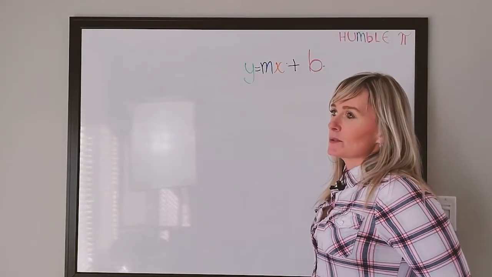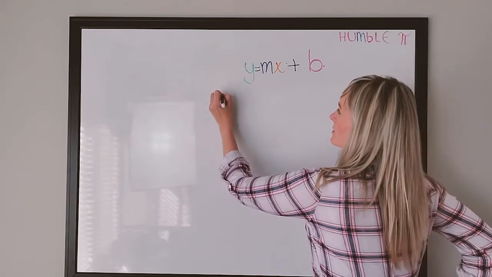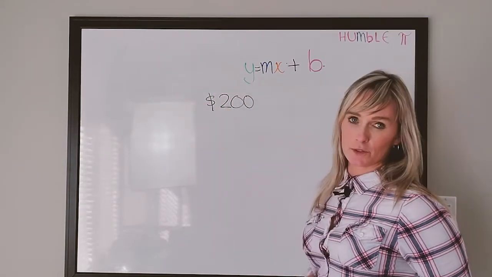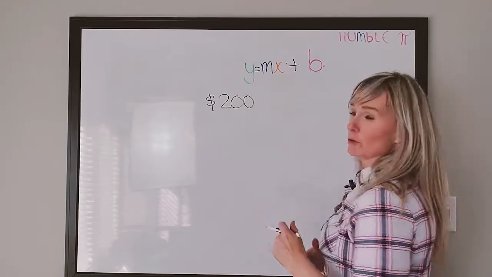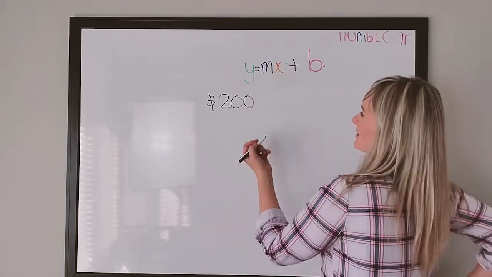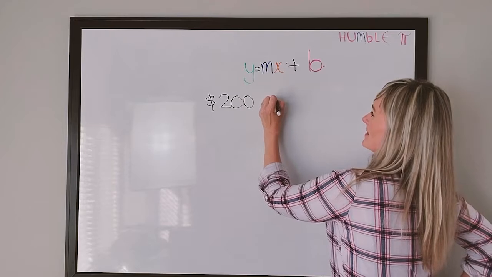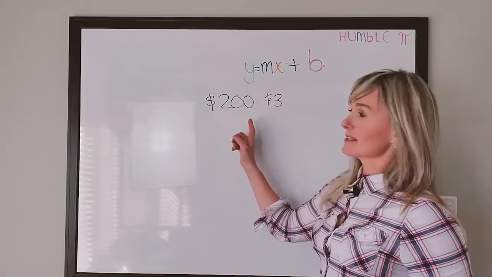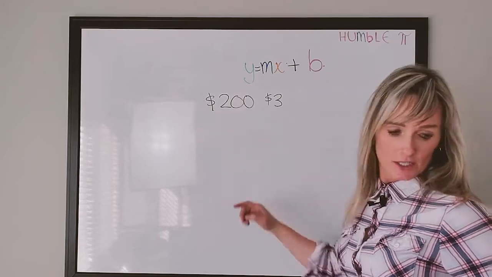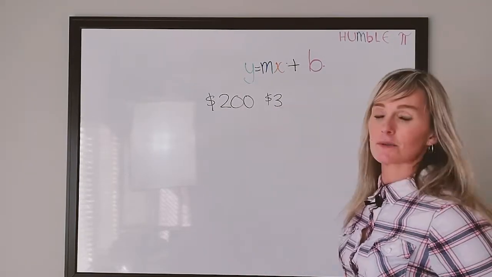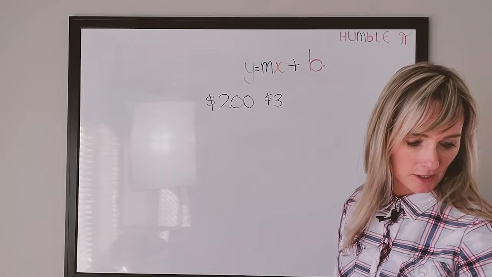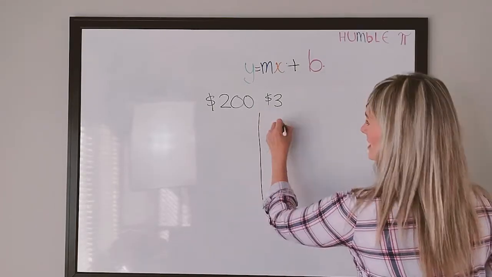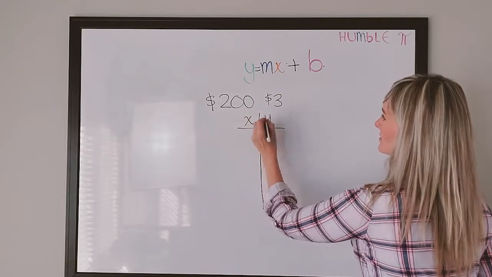So let's say it's going to cost us $200 to park our food truck. And then to run our food truck, it's going to cost us, say, $3 an hour. So it costs us $200 just to park it, and then it costs us $3 an hour to have the food truck going. Okay, so let's make a graph or a table of values. Let's start with our table of values.